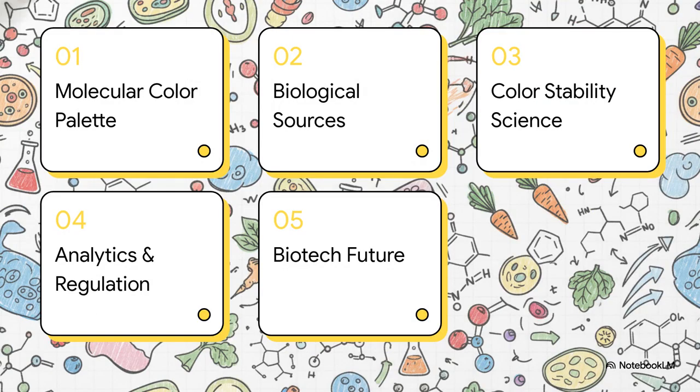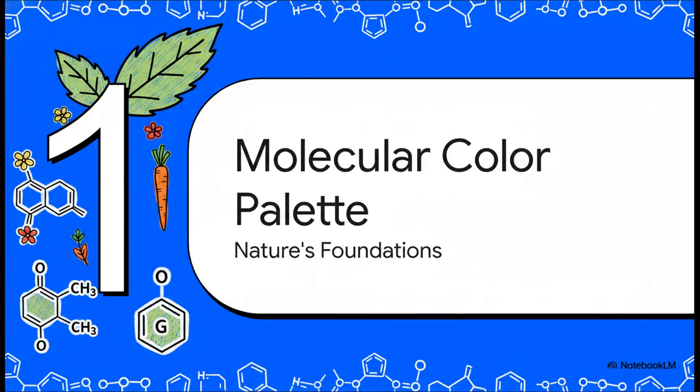Here is a quick look at our agenda. We're going to cover 5 key areas today. We'll start with nature's molecular color palette, then explore some unexpected biological sources, and after that, we'll dive into color stability science. We'll wrap things up with analytics and regulation, followed by a look at the biotech future of pigments. All right, Section 1, Nature's Molecular Color Palette.